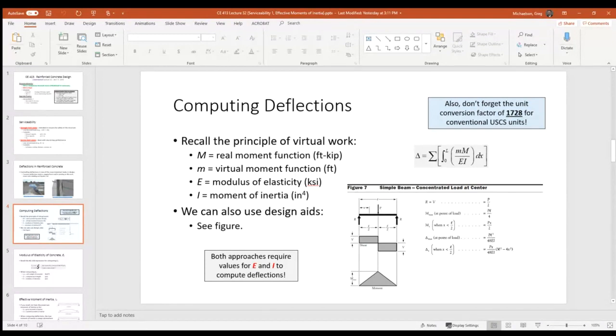Again, don't forget the 1728. We'll still need that to make our units copacetic, to make them make sense.